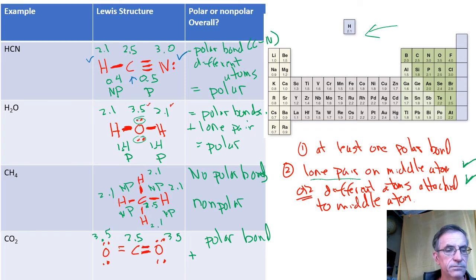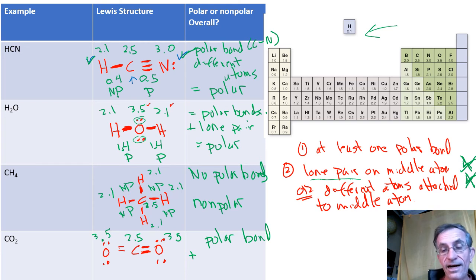I'm looking. I don't see a lone pair on the middle atom, carbon. Do you see a lone pair on carbon? I don't see a lone pair on carbon. Nope. Couldn't find that. Or different atoms attached to the middle atom. Different than each other. So like in our first one, a hydrogen and then a nitrogen. The atoms on the sides are not the same. Are there different atoms attached to the middle atom? No. They're both oxygen atoms.